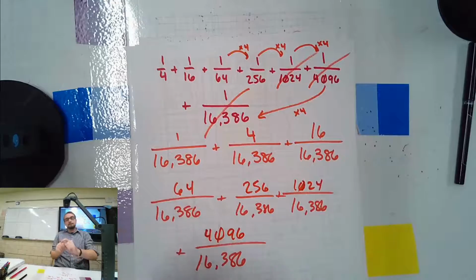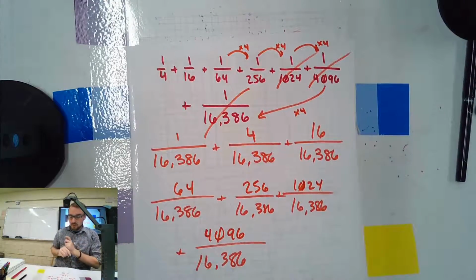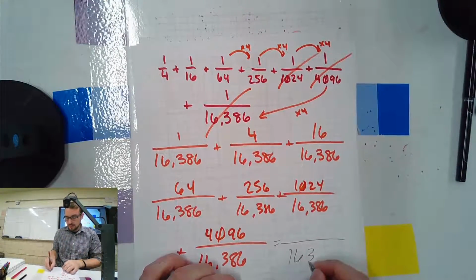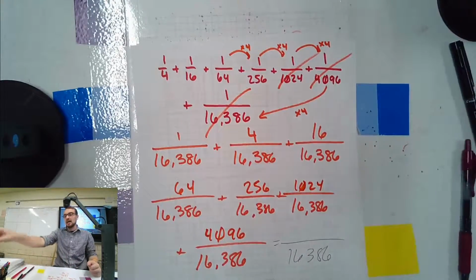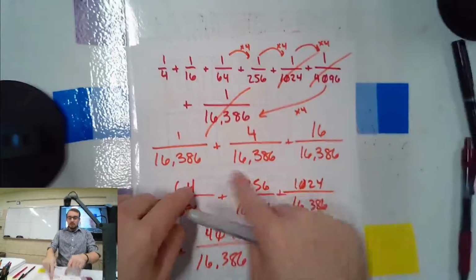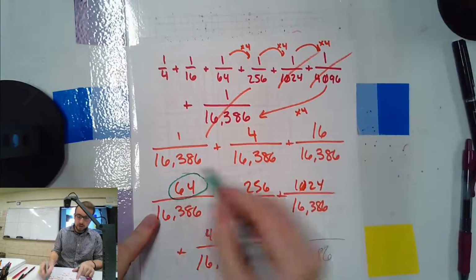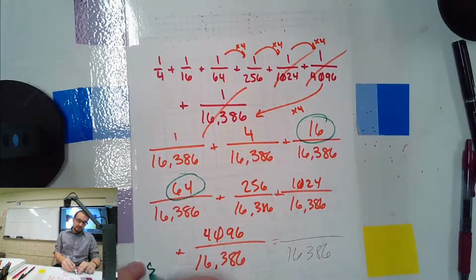Now we got to add them all up. This is easy. It's all going to be over 16,386. All right, here we go. Which one's going to add up? Parker. 64 and 16, good choice. What's that going to get us? 80. That's a number. 80.